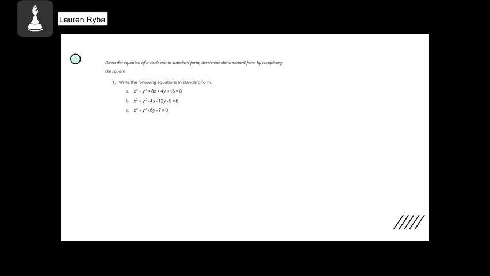So we are given 3 equations here that are not in standard form, and we want to put them in standard form, which is vertex form. So basically we can pick out the vertex and we can pick out the radius, and it makes it really easy to draw our circles.